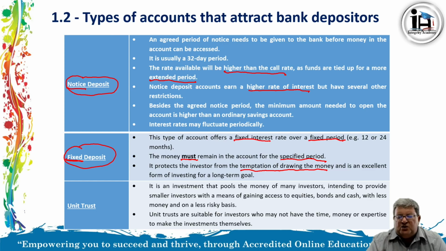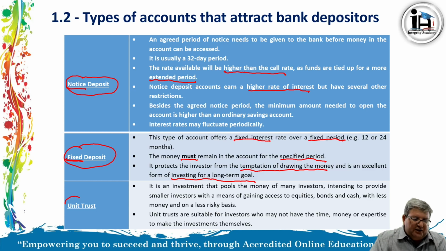You and me, we are our own worst enemies. If you've got money in the account, ooh, we must spend it. We must spend it. No, put it in a fixed deposit account. It protects you, the investor, from the temptation of drawing your money, especially if you invest it for a long-term goal, like a deposit on a car, or if you want to buy a car and you want to save, or for a deposit on a house or an overseas holiday, or whatever the reason might be. Maybe it's for a child's education as well. So then the bank protects you against yourself from drawing that money.